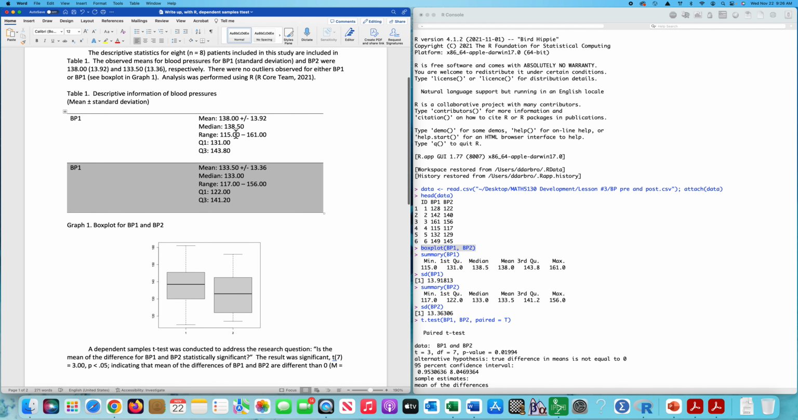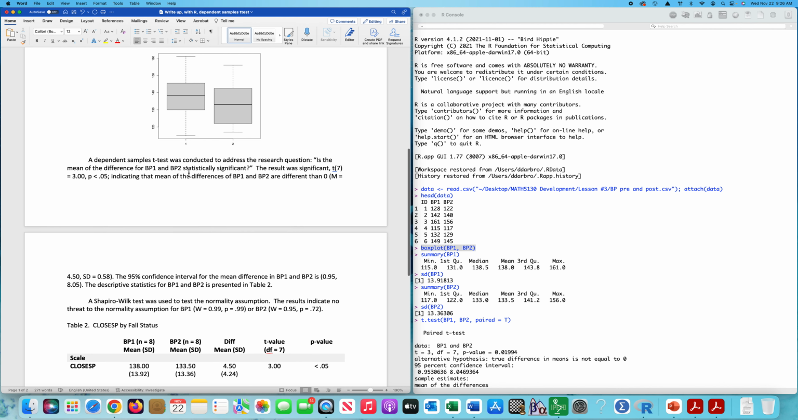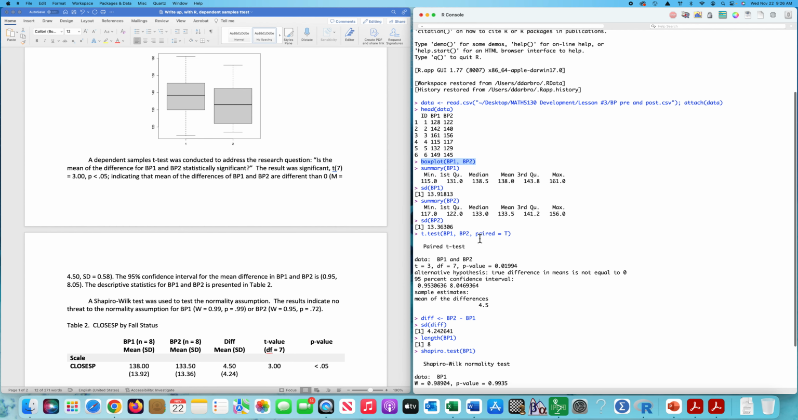The rest of this should be very straightforward. I'm not going to go into much of that. And again, just copy and paste that from the output. The research question would be posed like this: is the mean of the difference for BP1 and BP2 statistically significant? Well, you can see that I ran the paired t-test right here, designated by paired equal true.